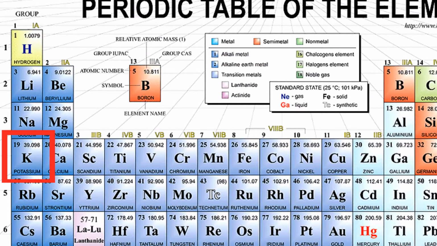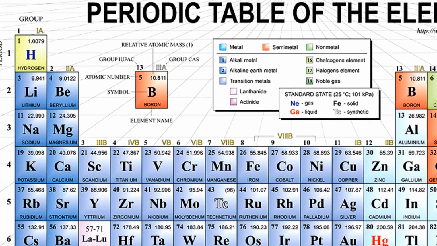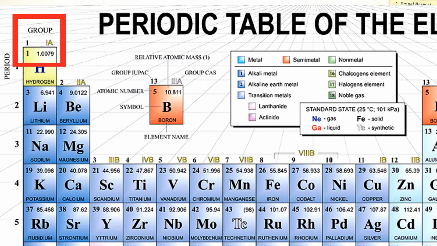Potassium is over in the very first column. It is in group Ia. Now, we don't worry about the A. The I is a Roman numeral. I is the Roman numeral for 1. Potassium had 1 valence electron, and it's in group 1.